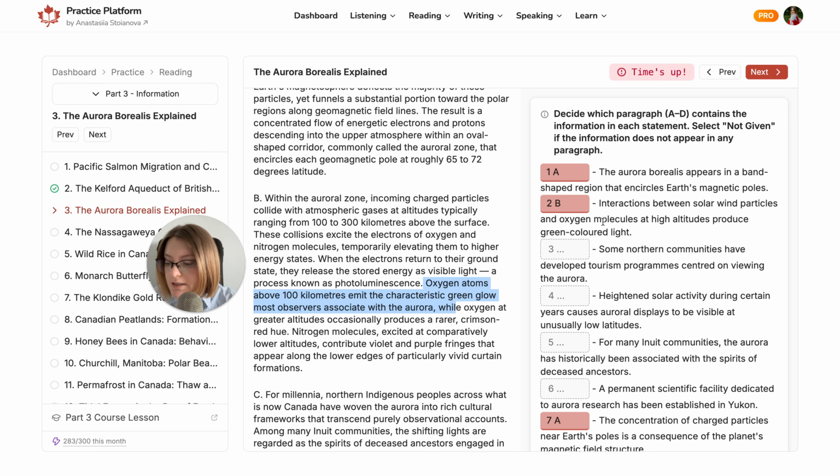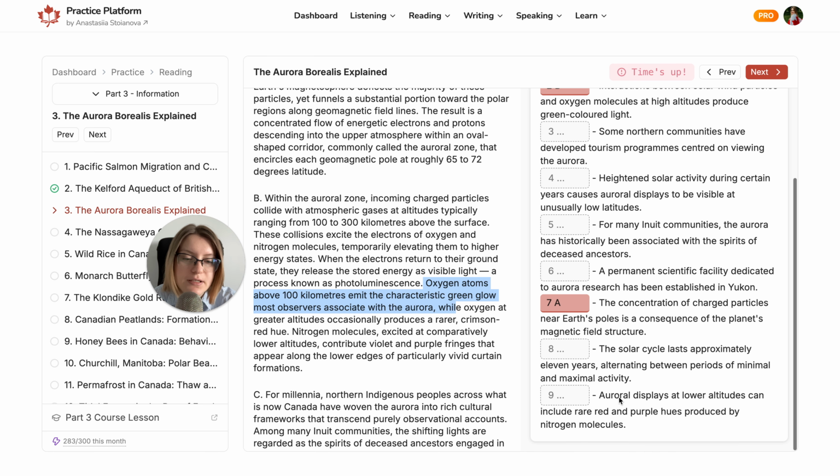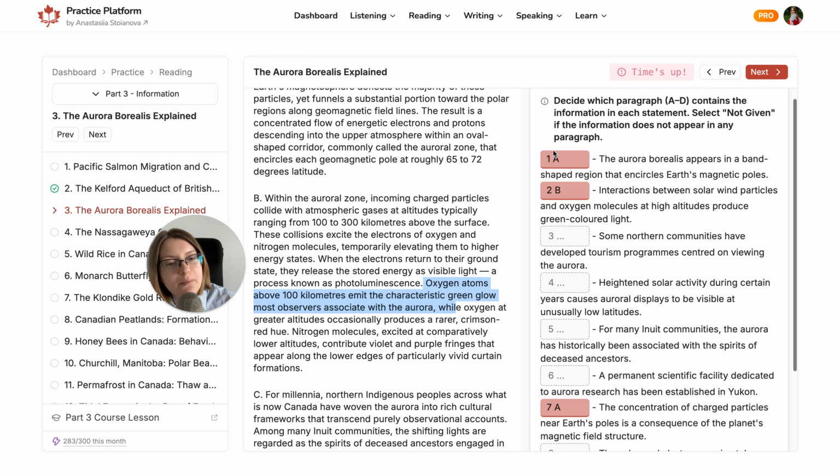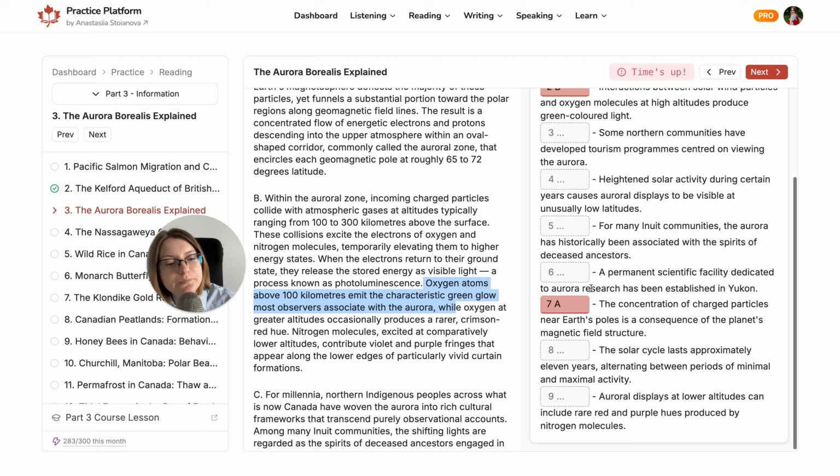Is there any other statement that you see that can be matched easily with paragraph B? If no, we move on. What do you think? Was there any other statements? You can look at the statements again, pause the video, take a look. So we have already matched 1, 2, and 7. And the answer is yes.